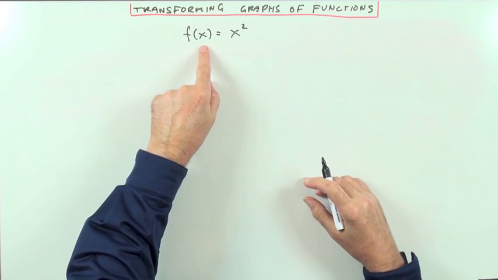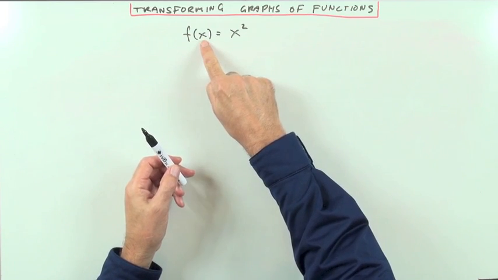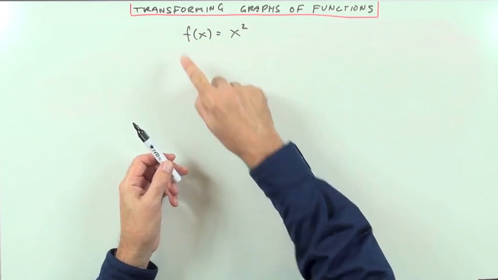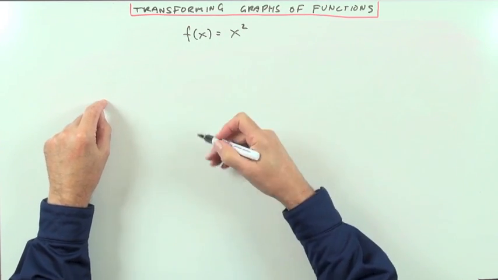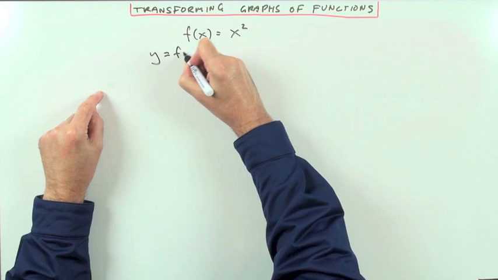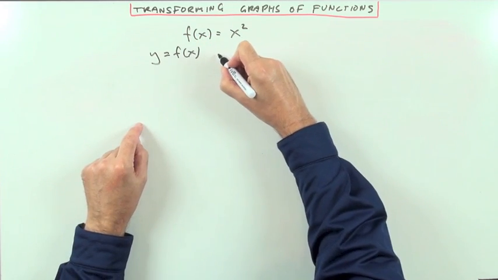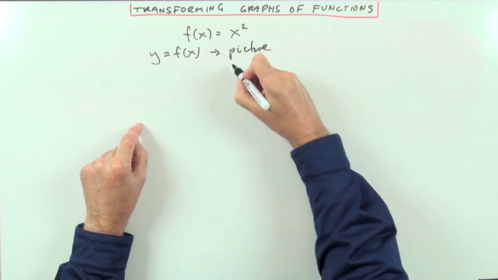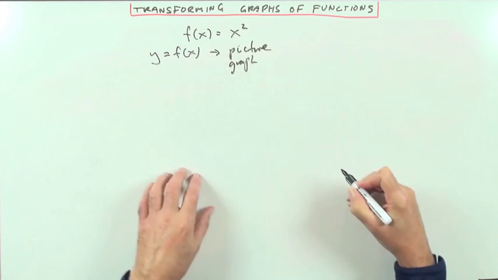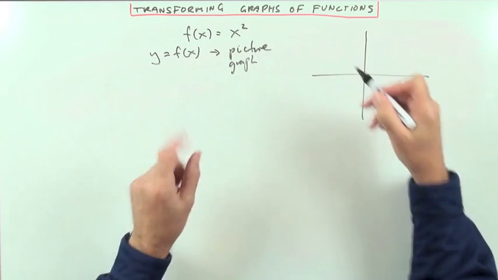To draw the graph of that means to work out all the answers for the different x's and plot those answers as y coordinates. In other words, if that's the function, then y equals f of x would represent the graph of the function. That's going to give you the picture. That's going to give you the graph of the function. And the graph of that function would simply be, we'll go through the points.